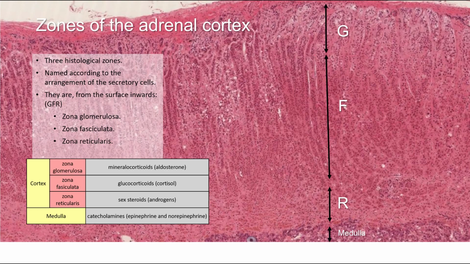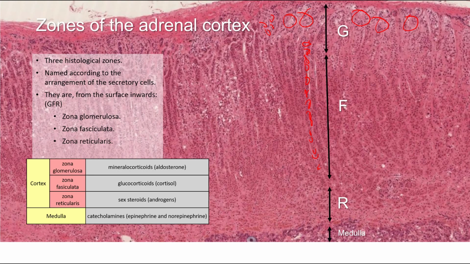The most superficial region is called the zona glomerulosa, indicated here by the letter G, and the reason is that the cells in the zona glomerulosa assemble together in the form of glomeruli, rounded formations. So the name is derived from the arrangement of the secretory cells. The other zone is the zona fasciculata. You can see the cells arranged like longitudinal fascicles. That's why it's called zona fasciculata.